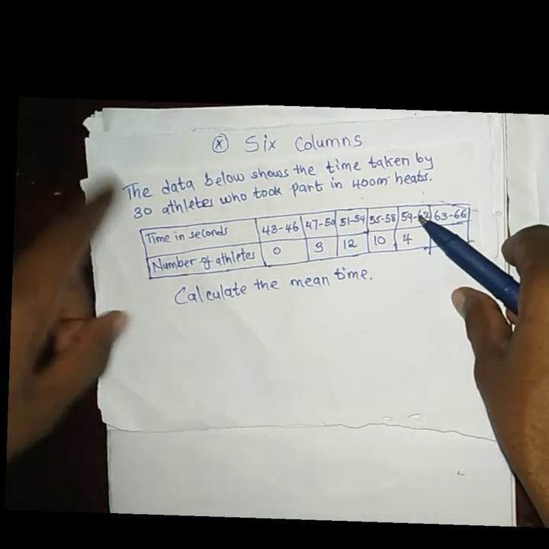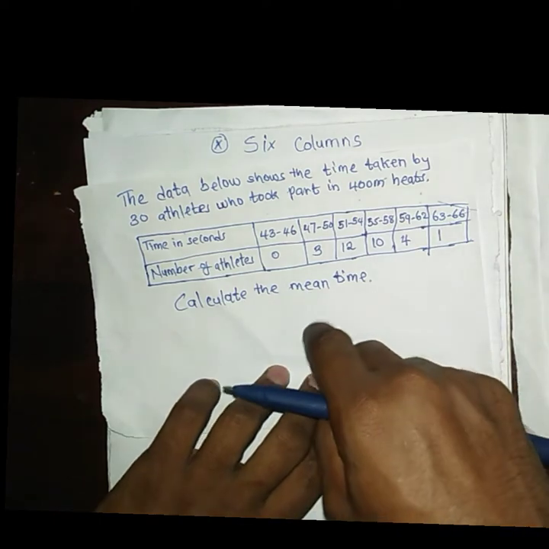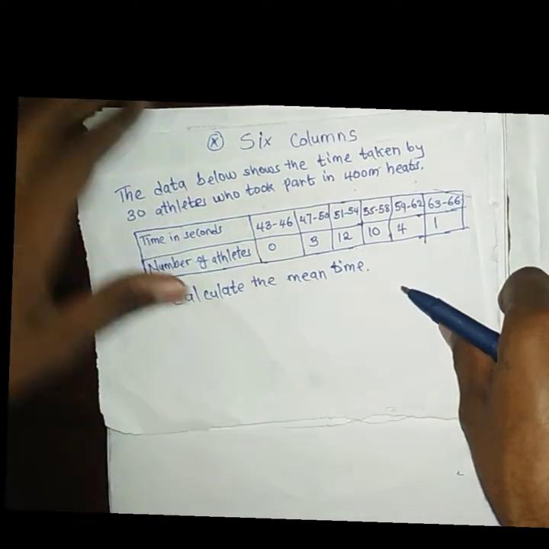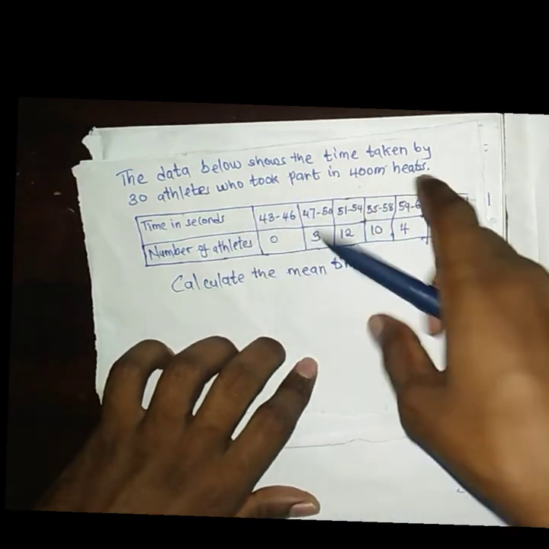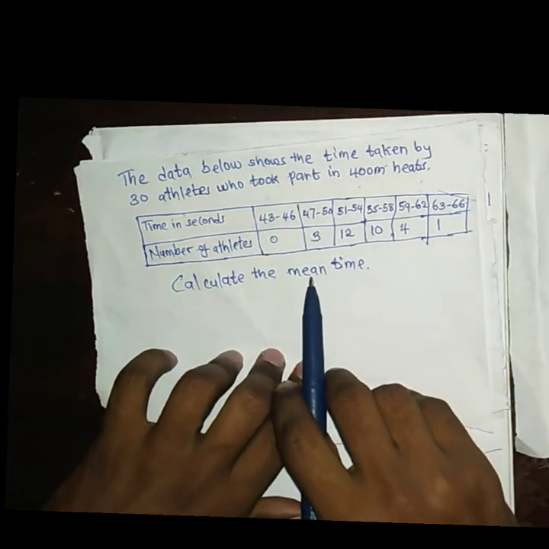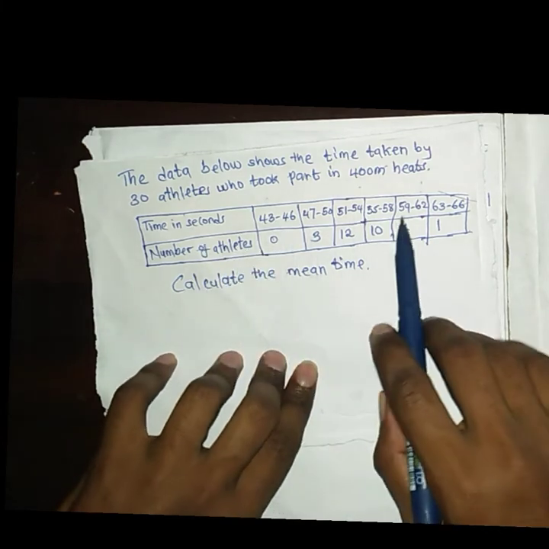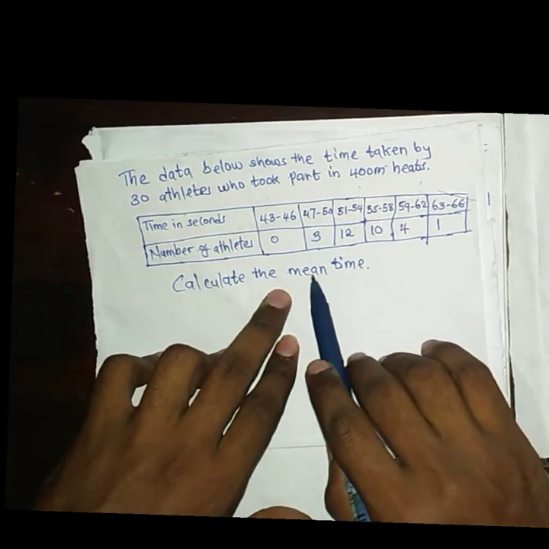And the question reads, the data below shows the time taken by 30 athletes who took part in 400 meters heats. These are the data given, and the question wants us to find the mean.